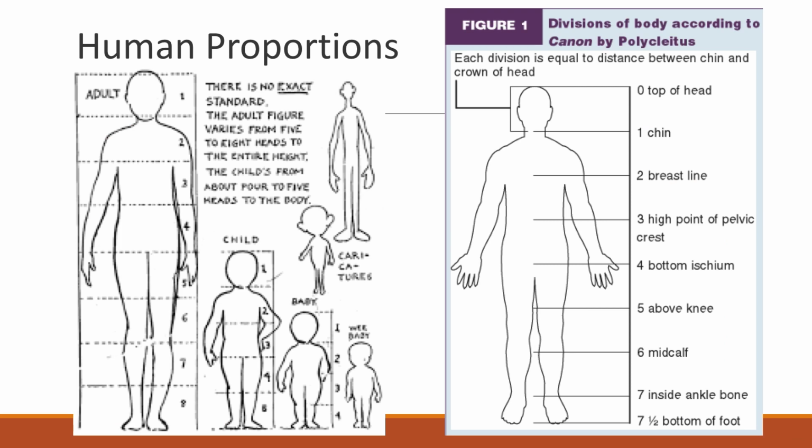The basic human proportion, all adult figure is about 7.5 heads. And for a child and baby, of course, it's smaller, 5 and 4. So if you know this proportion, it will help you draw your own figure without a reference.